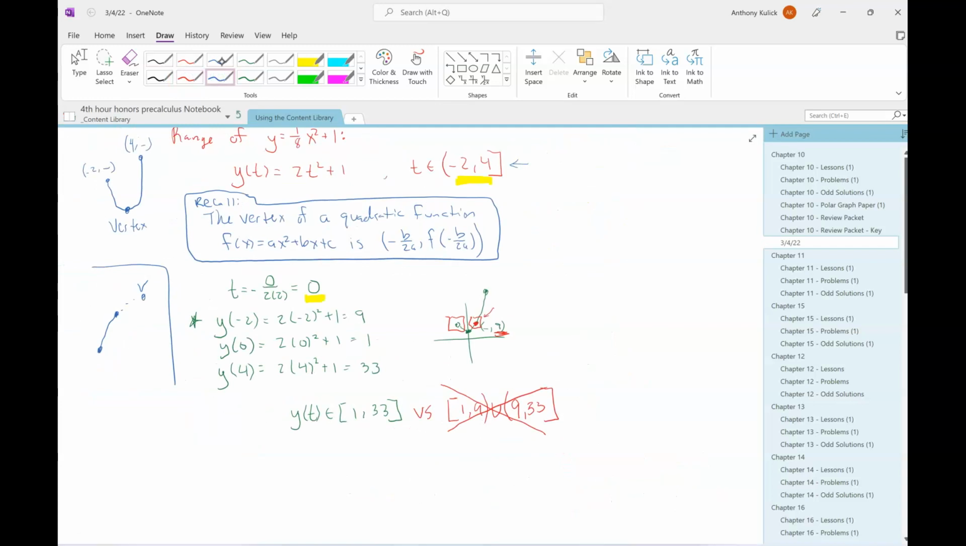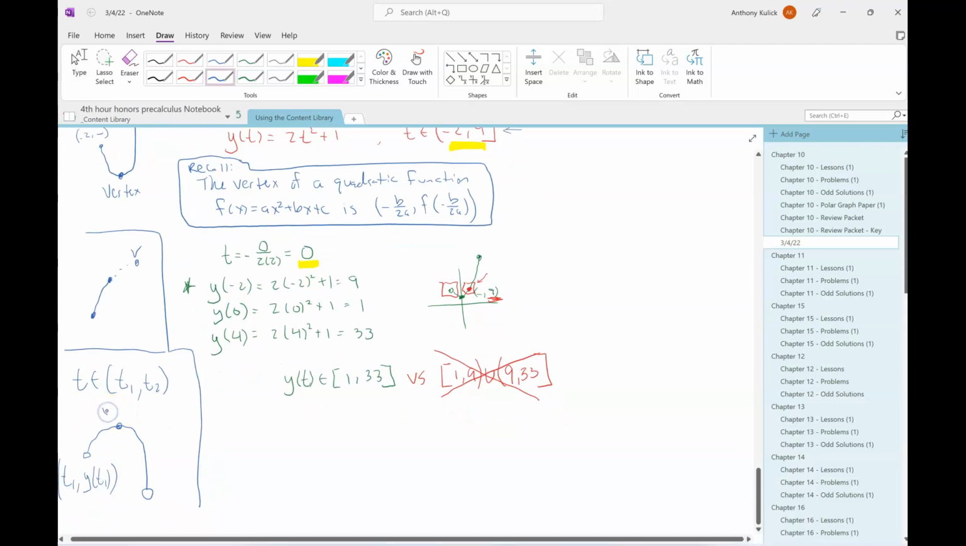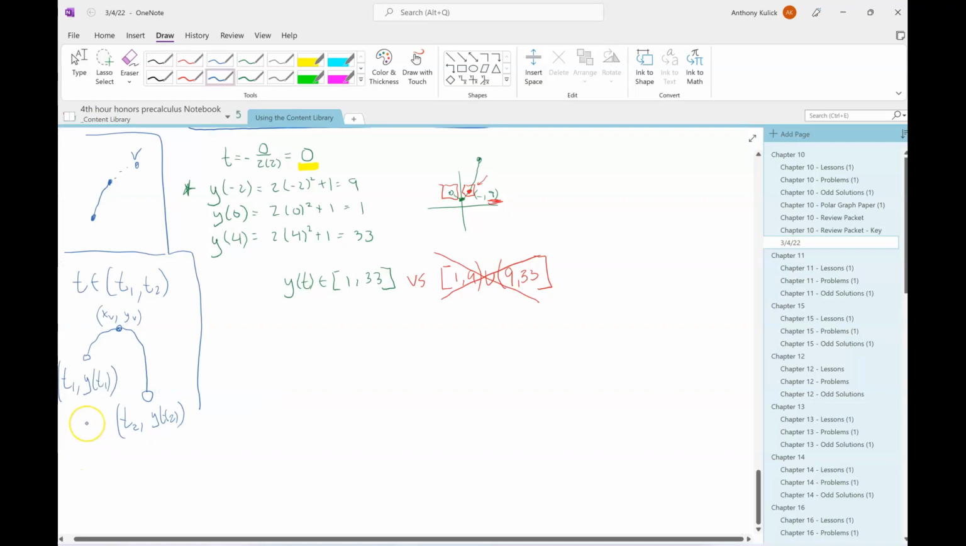Let me draw another picture, right? So we have some hypotheticals here off to the side. So let's say that our interval was this, right? And we have a quadratic that maybe looks like that. So this is like t1, y of t1. We'll call this point xv and then yv for vertex. And let's say this is point t2 comma y of t2. So here my range is going to go from y of t2, which should be open, up to yv, which should be closed.